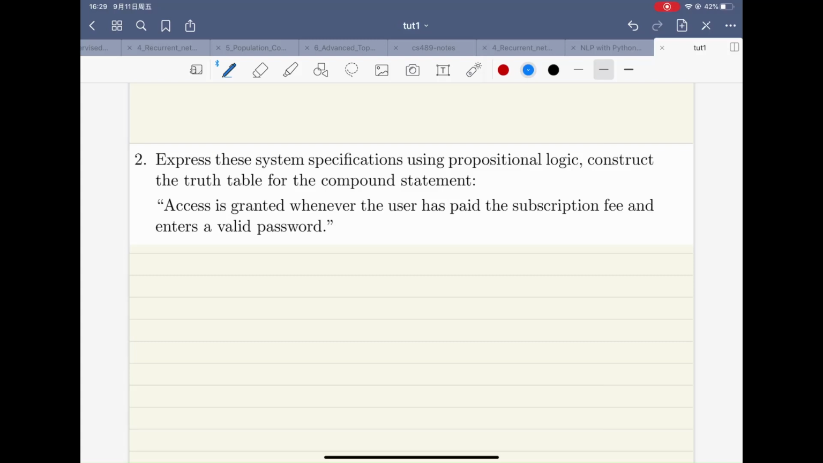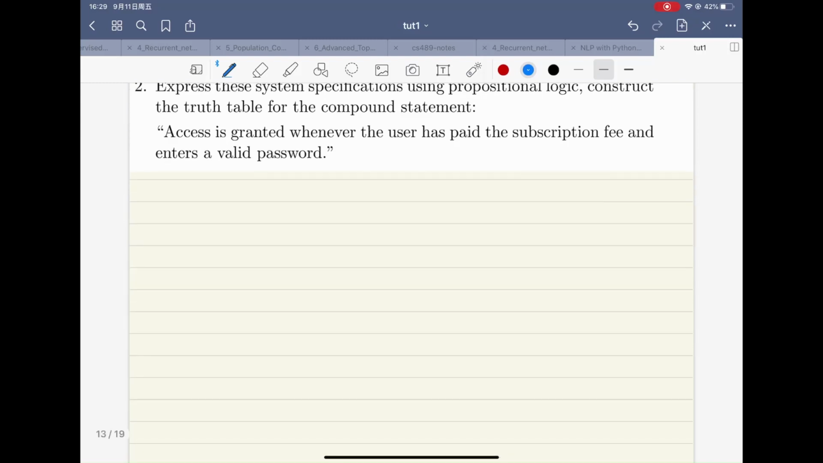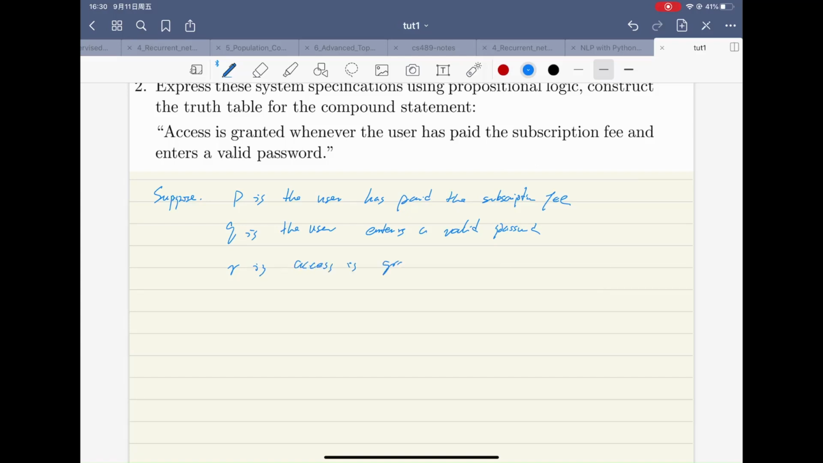When you are asked to express the system specification in propositional logic, you first have to determine the propositions. So we suppose P is the user has paid the subscription fee, and Q is the user enters a valid password, and R is access is granted.